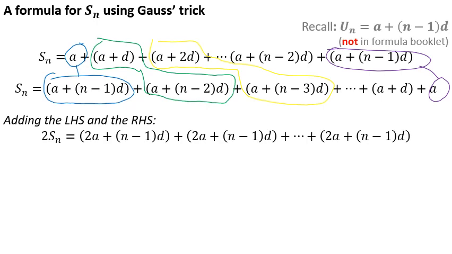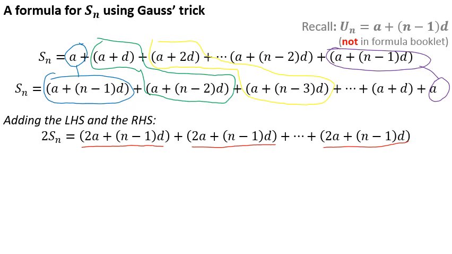So the overall sum never changes, and we just have a lot of 2a plus (n minus 1)d terms. Now remember, this so far is not exactly the same as Sn. It is two lots of Sn because we've added two copies of the sum of the first n terms. But now at least we've got the same term appearing over and over again: 2a plus (n minus 1)d, 2a plus (n minus 1)d, all the way along. We just need to know how many we've got.